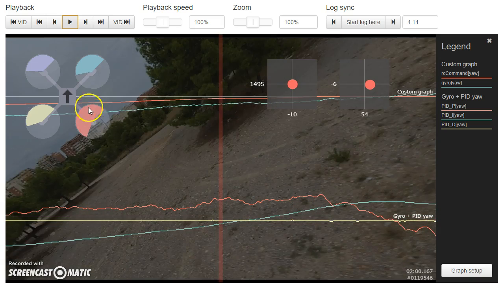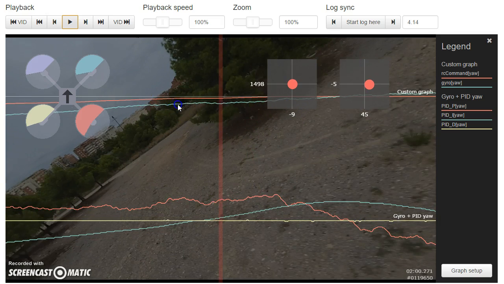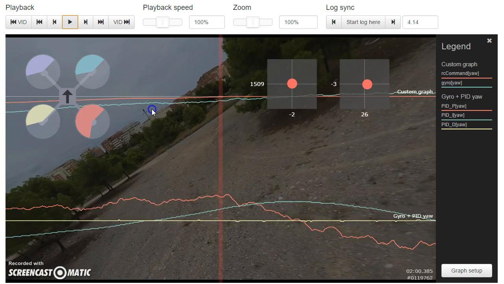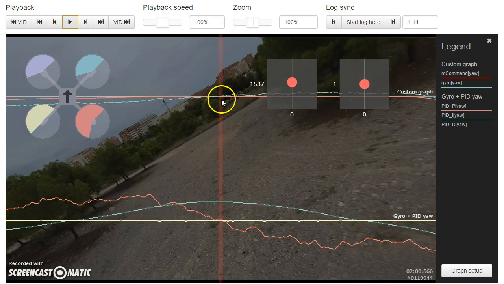And then now you're turning to the right more slowly, and the stick is returning to center. So that's all normal. The stick centers about here. Where does it go? Zero. Here's where the stick centered. And gyro crosses the line about here. So that's not too bad.